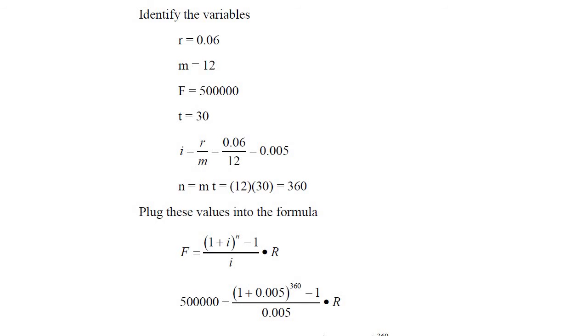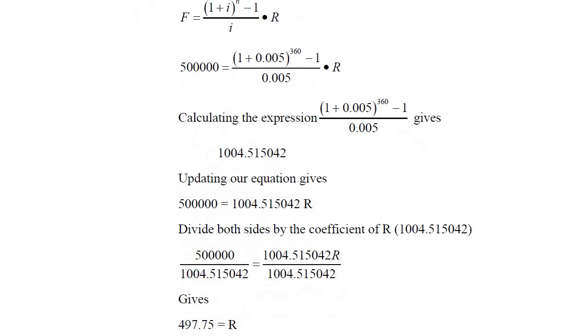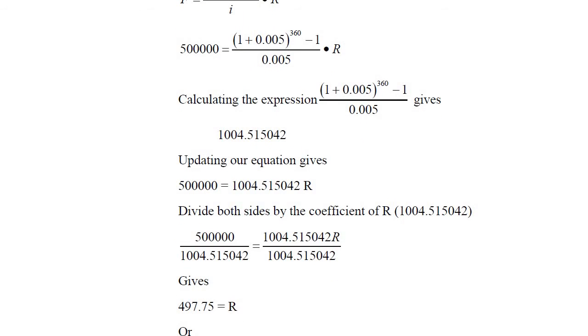So we now have to calculate that big fractional expression. Using my calculator, that ends up giving me 1004.515042. So when we update our equation, we get 500,000 equal to 1004.515042 times R. To solve for R, we want to divide both sides by the coefficient of R, which is that 1004.515042.